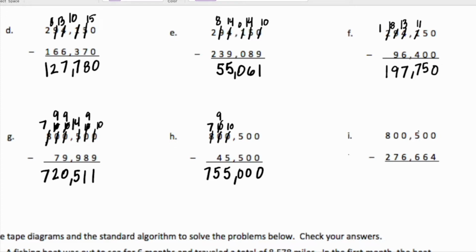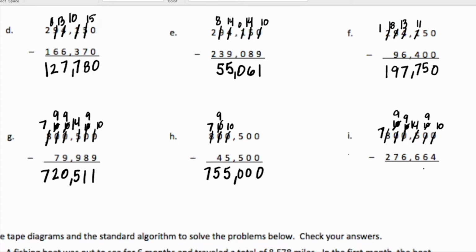Can't take from 0, but I can take from 5. 5 becomes 4. This 0 tens becomes 10 tens, and then 9 tens, so that I can give to the 10 ones. Now I can do 10 minus 4, 9 minus 6, can't do 4 minus 6, so I'm going to take, can't take from 0, can't take from this 0, so let's take from the 8. 8 becomes 7. Now the 0 10,000s becomes 10 10,000s, and then 9 10,000s, so that this can become 10,000s, and then 9,000s, and then this 400s is now 1400s.